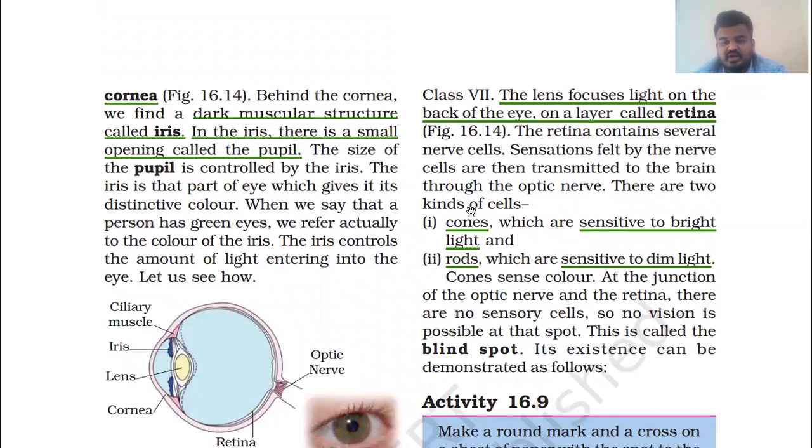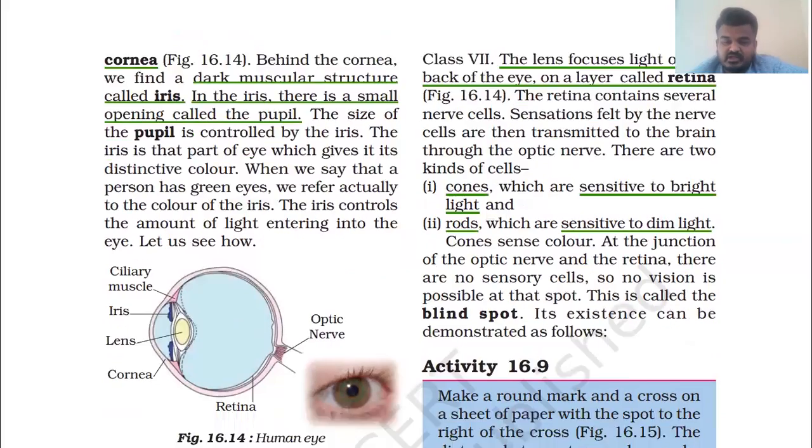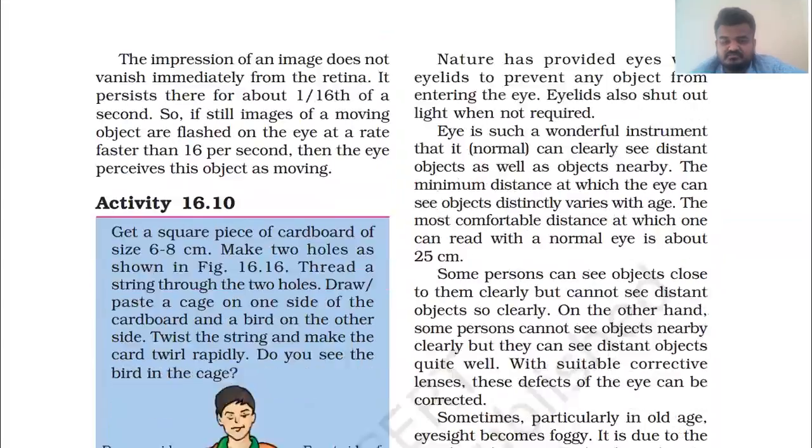Apart from this, write down this one also, that there are two kinds of cells. The first one is cones and the second is rods. Cones are sensitive to bright light, whereas rods are sensitive to dim light. We also discussed the blind spot.